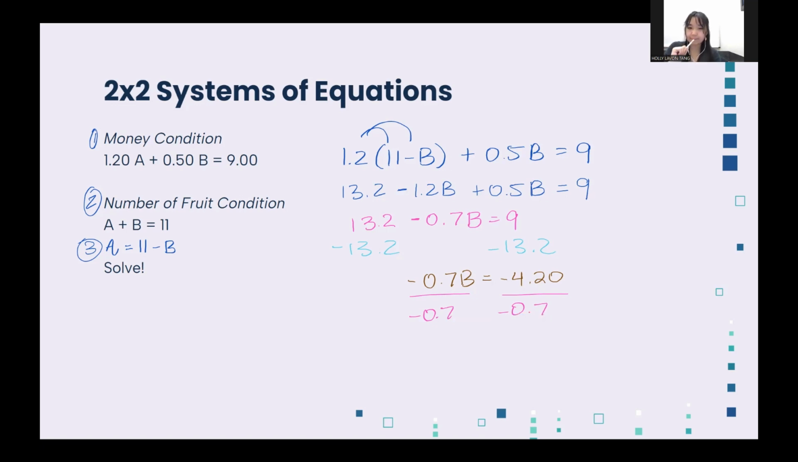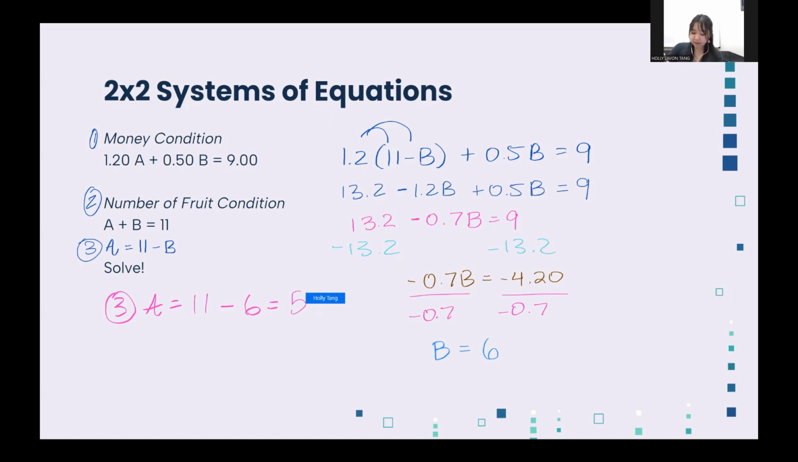What do we get? Negative 6. Is it negative or positive? Positive, right, because both of them are negative. So negatives on both sides, good. What's the next step? Plug b into the second equation. Do you want to plug it into the second one or the third one? The third one, because we already solved for a, might as well make it easier. So in equation 3, a is equal to 11 minus 6, and that gives us 5.